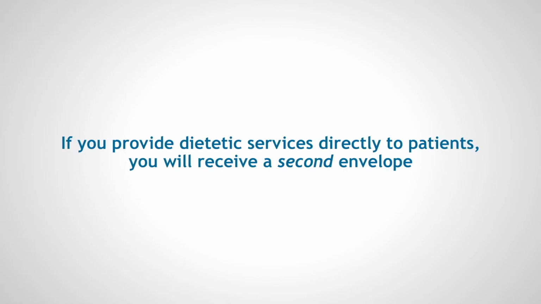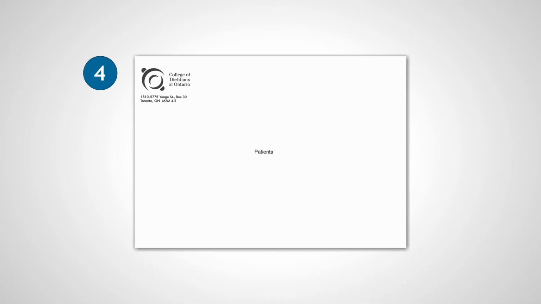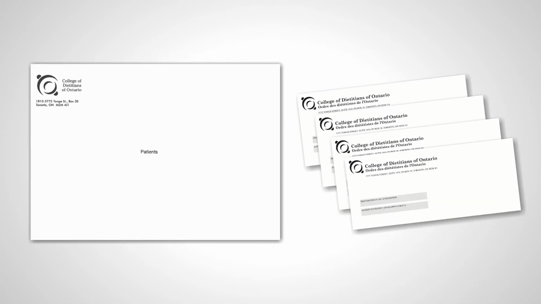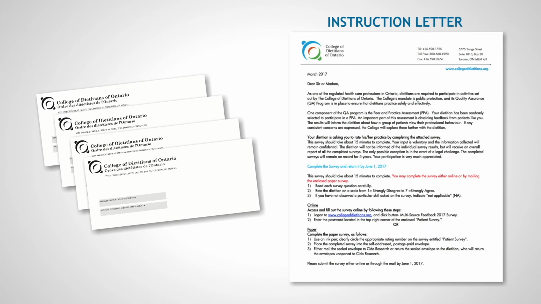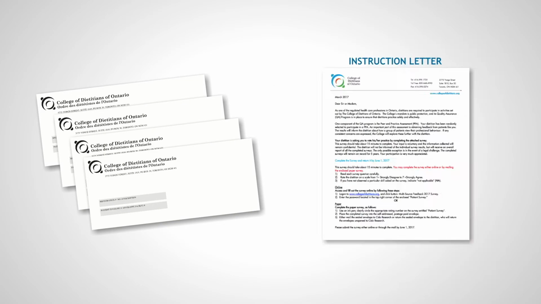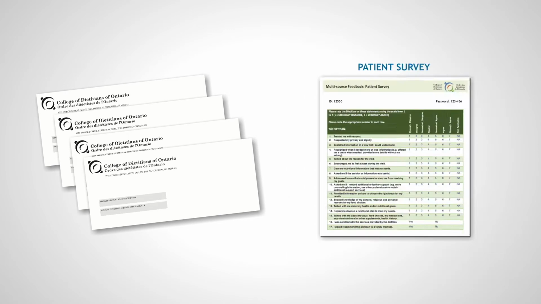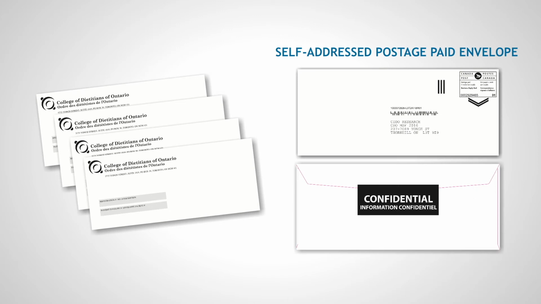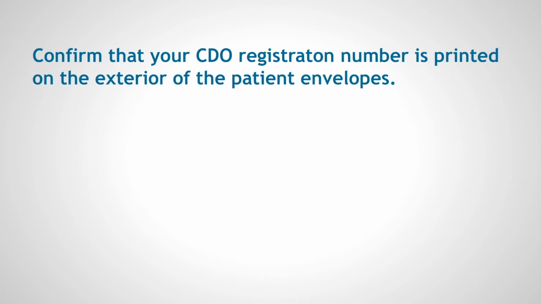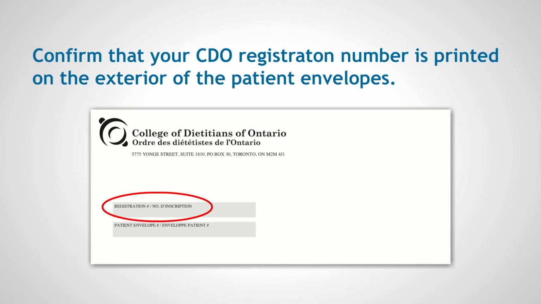If you provide dietetic services directly to patients, you will receive a second envelope labeled Patients. This envelope holds 15 individual sealed envelopes, one for each patient survey. Each sealed envelope contains an instruction letter, a patient survey with a password for the patient to complete the survey online, and a self-addressed postage paid envelope with a confidential stamp. This should be used if the patient chooses to submit their survey by mail. Before distribution, make sure to confirm that your registration number is printed on the exterior of the sealed patient envelopes.